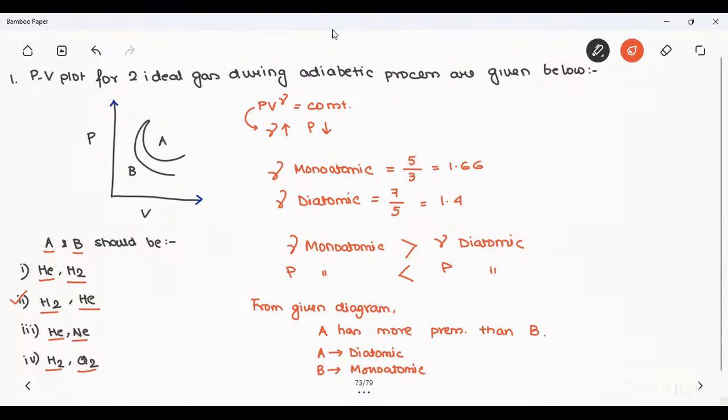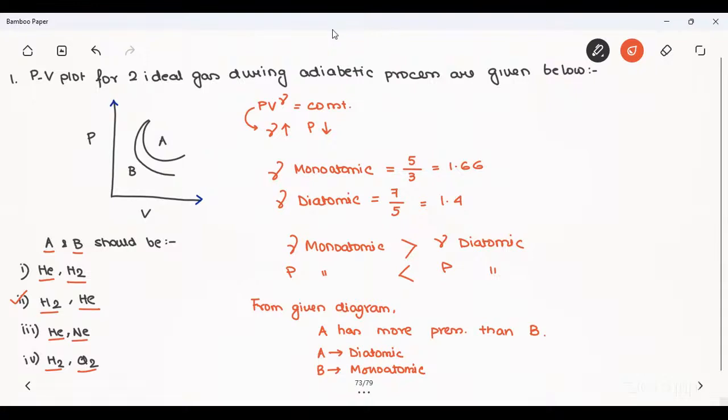Just repeat your question once because your voice is cracking. Ma'am, I'm telling that A has more pressure than B. Is it considered from gamma monoatomic being greater than diatomic? You want me to explain this step? Yes, ma'am. See, is this clear to you?